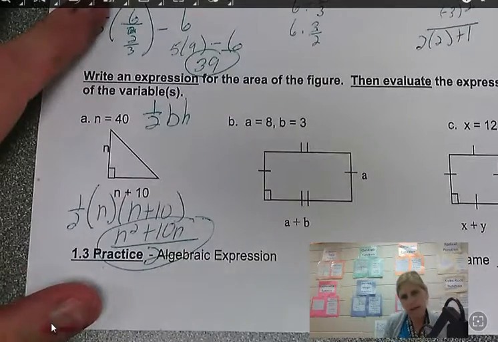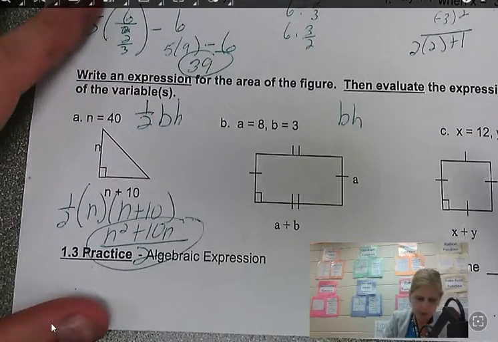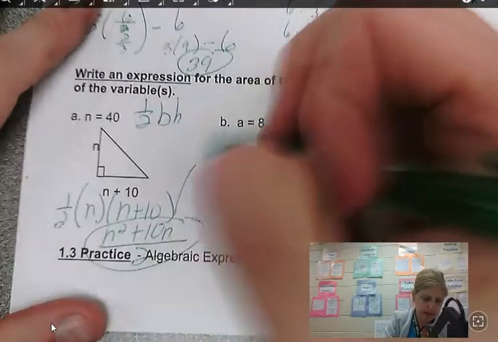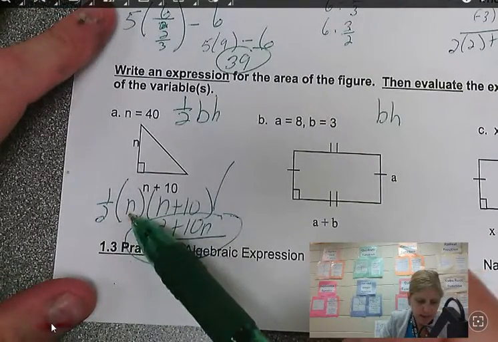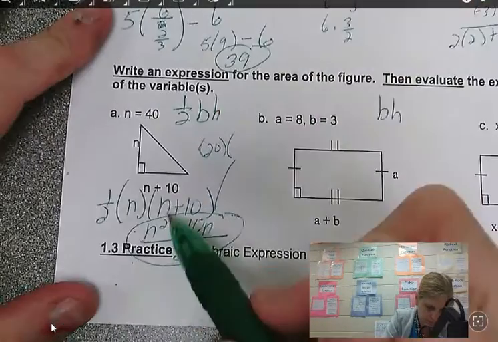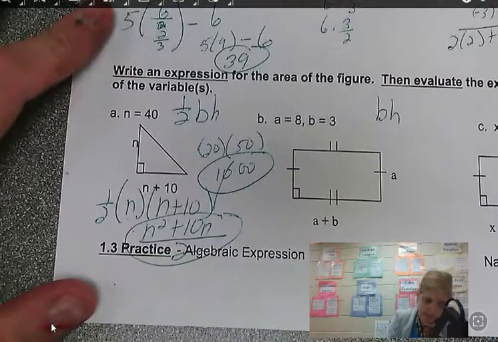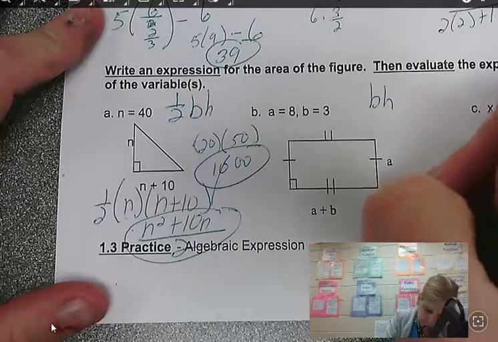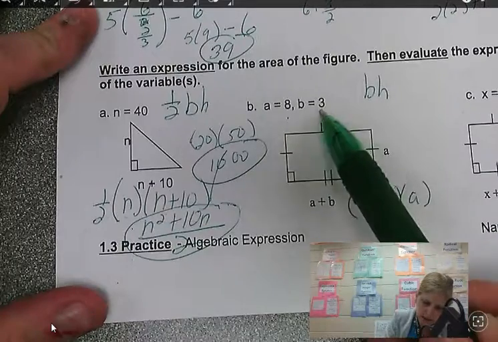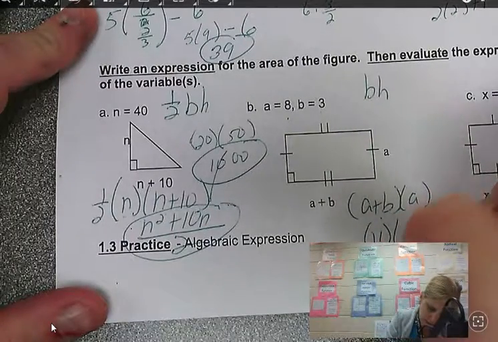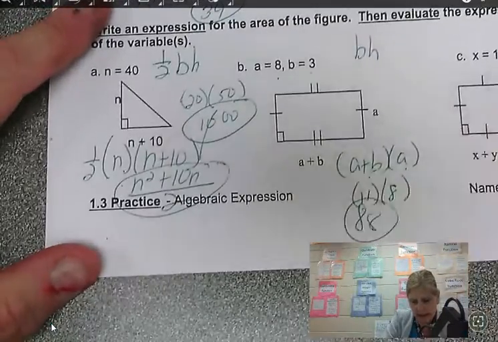Much easier for B and C because we know our formula is base times height for both of them. So, oops, I'm sorry. I should have evaluated that. My apologies. Go back. If I wanted to go ahead and do that, 1/2 of 40 is 20 times 50. So I get 1,000. Easier here, my formula would be A plus B times A. Well, let's go ahead and put this in. What is 8 plus 3? 11. And then you put in 8 for A, and I would get 88.